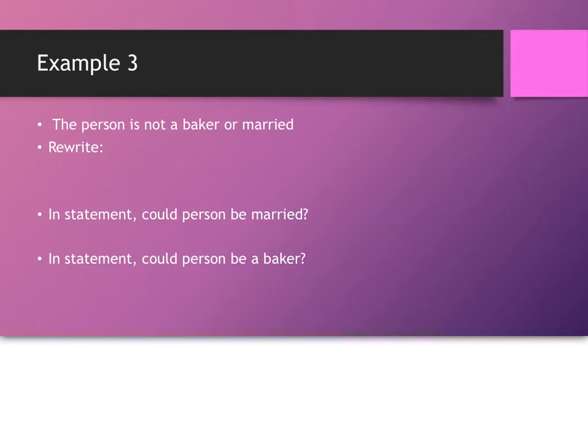So when I say the person is not a baker or married, could the person be married? Well, no. The person could not be married, because I said it's not either a baker or married. Could the person be a baker? No. The person cannot be a baker in this statement. All right. And I hope that makes sense. Again, it's sometimes ambiguous where these parentheses should go. But if there's any question about that, I'll write it on the test. Okay.